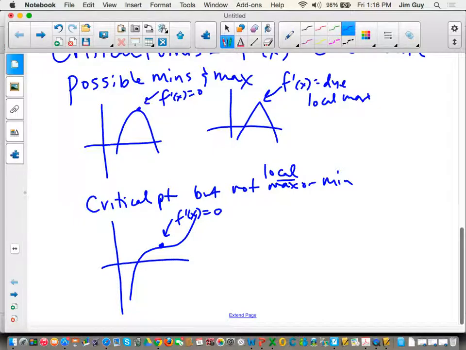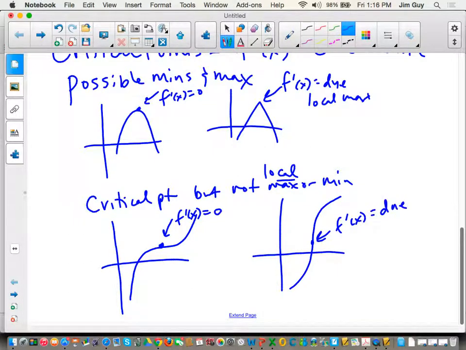And you can have a graph where you have a vertical tangent. It's kind of unusual, but right there, f prime of x does not exist. That's a critical point, but that's not a max or min. Yeah? What kind of equation would produce that kind of graph? It's pretty funky, isn't it?